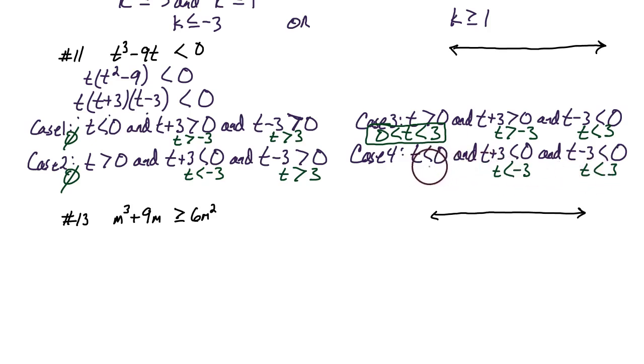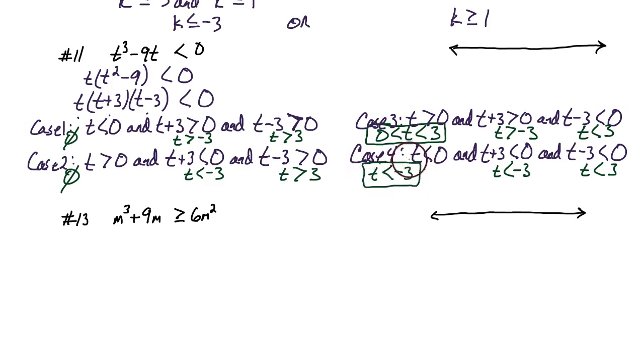T is a number that's less than 0, and it's less than negative 3, and it's less than positive 3. The only numbers that satisfy all three of those are numbers which are less than negative 3. There would also be less than 0 and less than positive 3, so we can write the single expression t is less than negative 3.